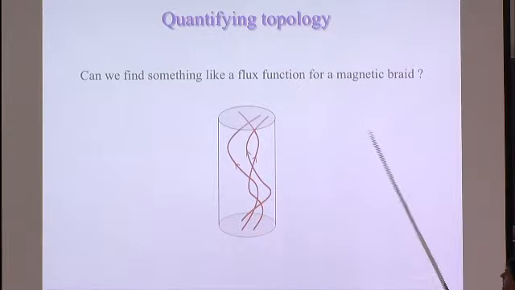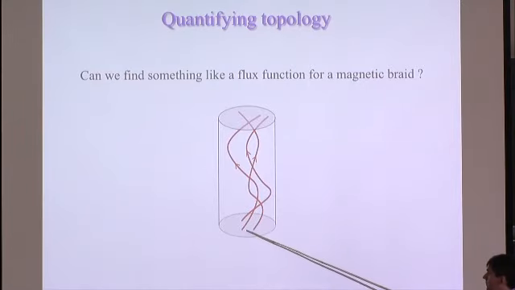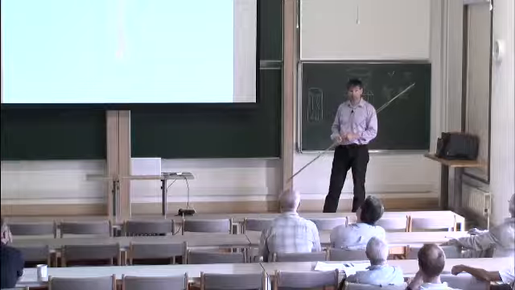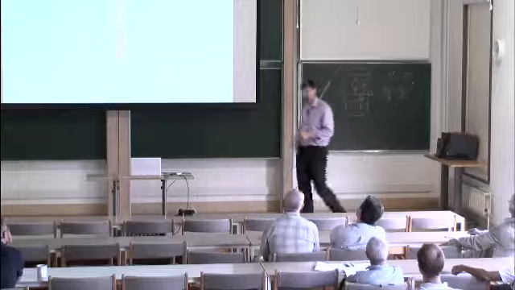Now, can we find something similar for a flux function of a magnetic braid? Now, in general, this is kind of difficult. The flux function in 2D was constant along field lines. But we know that magnetic fields generically have ergodic regions of ergodic field lines.